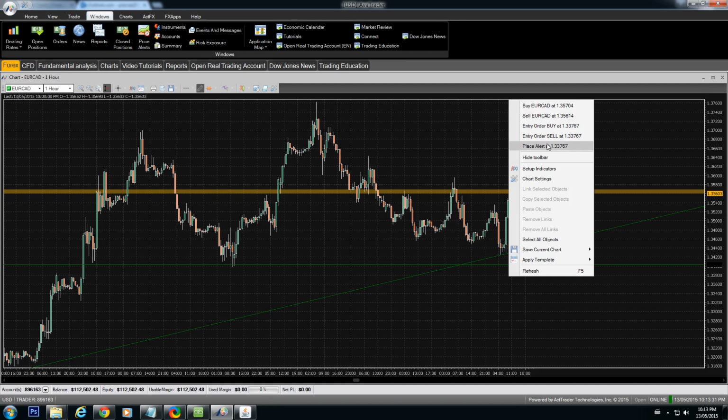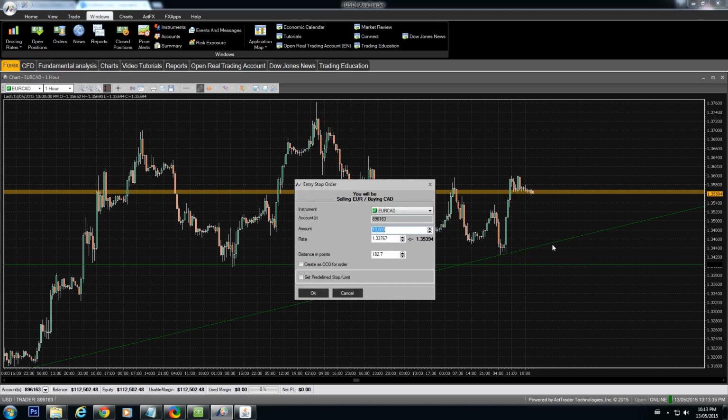We want to have an entry order. So an entry order to sell at this price, but we're going to change the price. This is what opens up. If you're using AvaTrader right now, you should do that right now. Just right click on your chart, anywhere, it doesn't matter, and choose entry order for a sell.